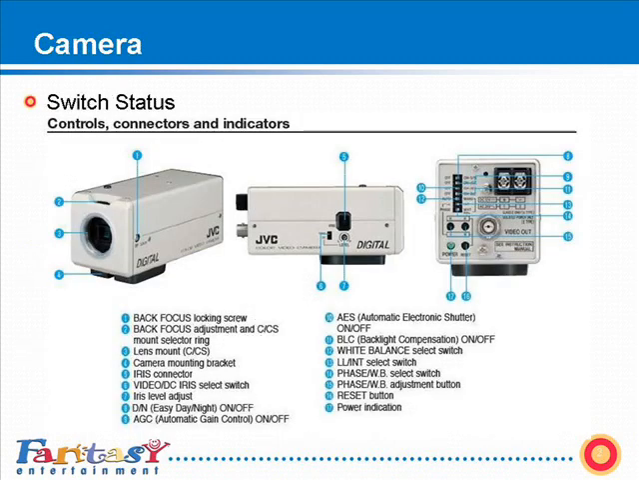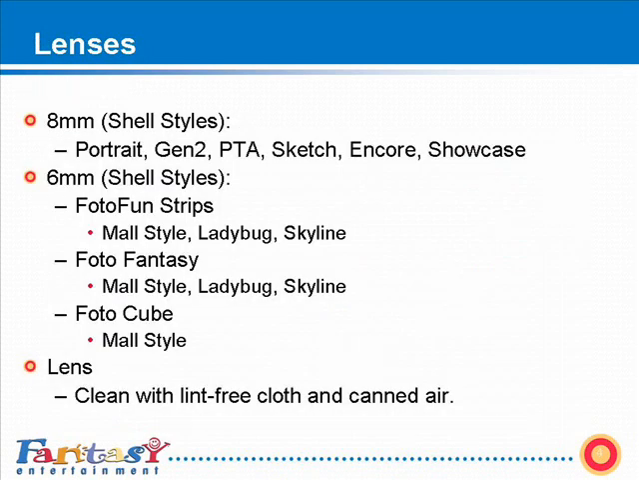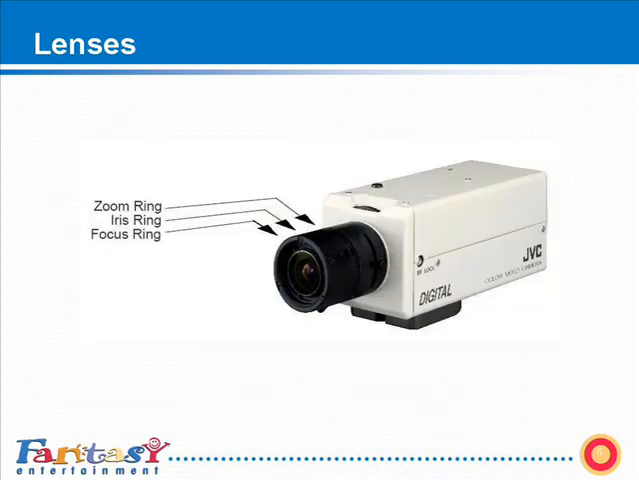Next, move to the camera and lens. Become familiar with your camera and its switch settings. Make sure that they're all set appropriately. Next, check your lens. Make sure that the lens is appropriate for the camera, output, and shell style that you're working with. Also, make sure the lens is clean by using a lint-free cloth and compressed air.